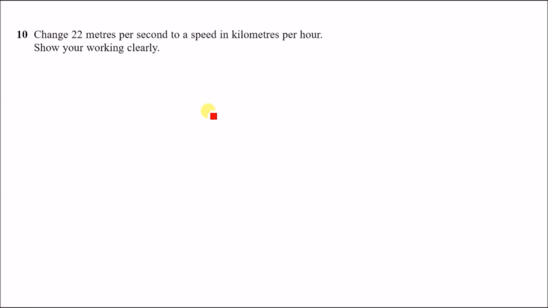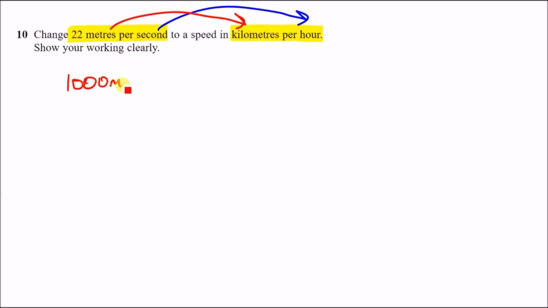All right, 10. So change 22 meters per second to a speed in kilometers per hour. All right, not too bad. So they want us to basically go from meters to kilometers, and change seconds to an hour. Let's do the meters first, yeah? So for meters, we need to know firstly that there is 1,000 meters in 1 kilometer. Since we got 22 meters, just to make your life easy, divide by 1,000. So it's going to be over 1,000 kilometers.